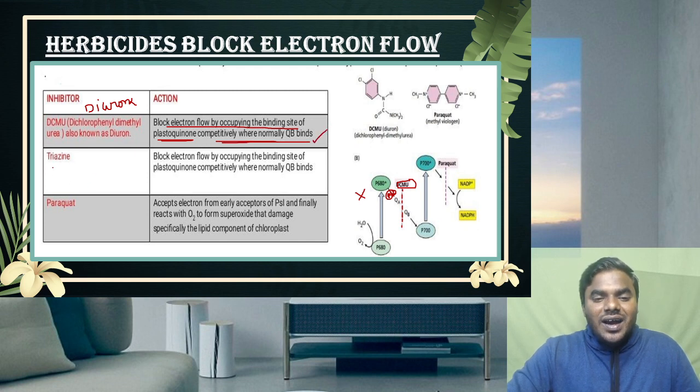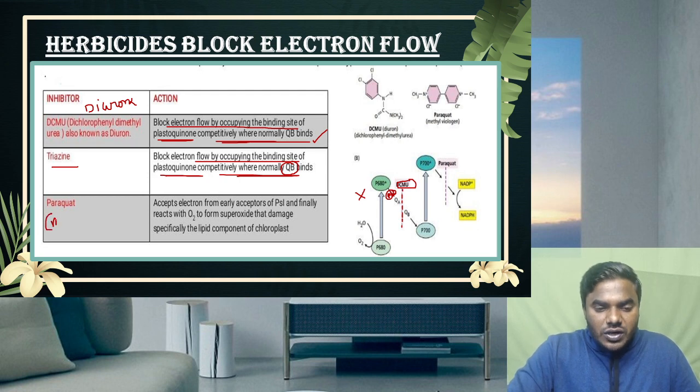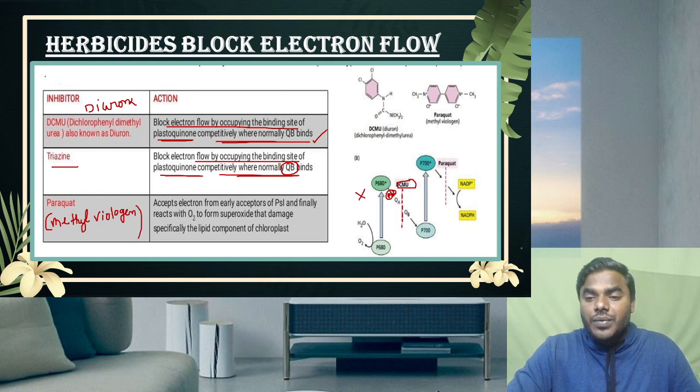Next, triazine, same, no doubt. Triazine also blocks electron flow by occupying the binding site of plastoquinone competitively, where quinone B binds. Same, DCMU and triazine have the same mechanism of action. Paraquat. Sometimes, my friends, in the exam, instead of paraquat, they can also call it methyl viologen. Anything is the same.